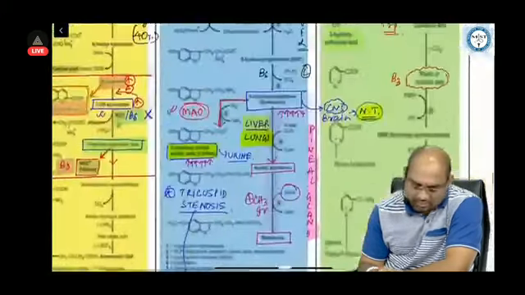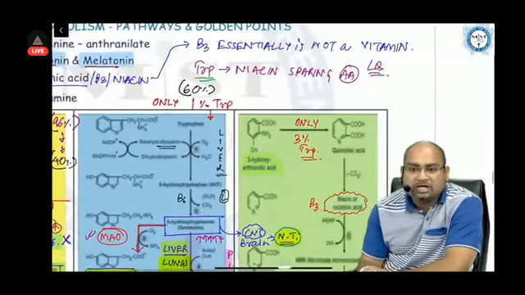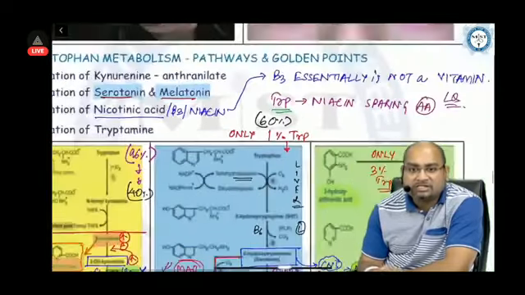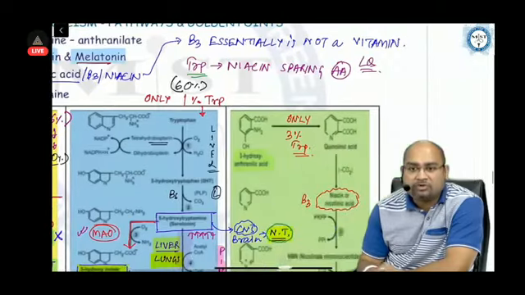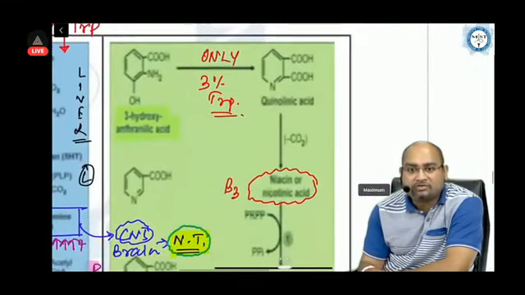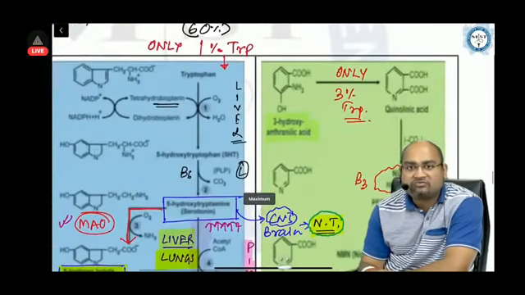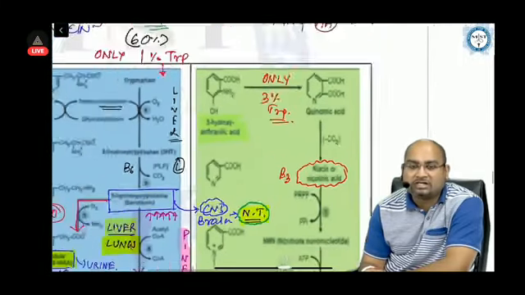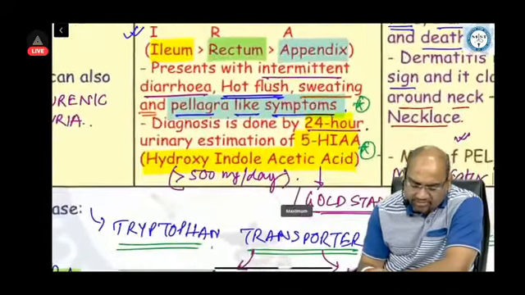Please remember one more time, beta. If this pathway is normally 1%, it will allow this pathway to become 3%. If this becomes 60%, the remaining 40% will be taken care of by this pathway, and it will not allow this 3% pathway to go for the niacin production. So when this pathway utilizes 60% of the tryptophan, it will not allow this 3% tryptophan to come into this pathway, and there is also a chance of vitamin B3 deficiency being caused by this.